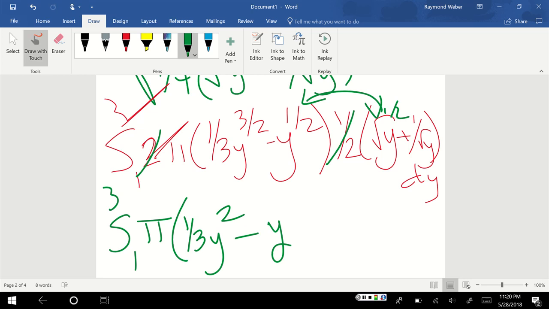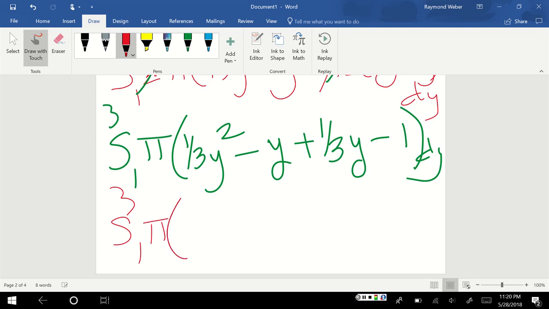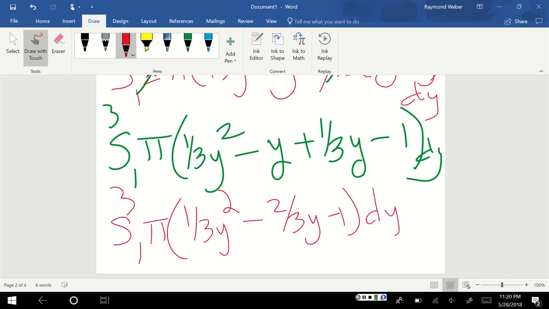So that's my inner. Then I'm going to do my outer. Did my FOIL out of order. This is the quotient rule. I'm subtracting, right? And I'm left with 1y because I have 3/2 minus 1/2, which is 2 over 2, which is 2. And finally, this last one is just going to become 1. And don't forget my dy, I'm carrying it along. 1 to the 3 pi. I have 1/3 y squared. Oh, well, this is 2/3 y minus 1 dy.